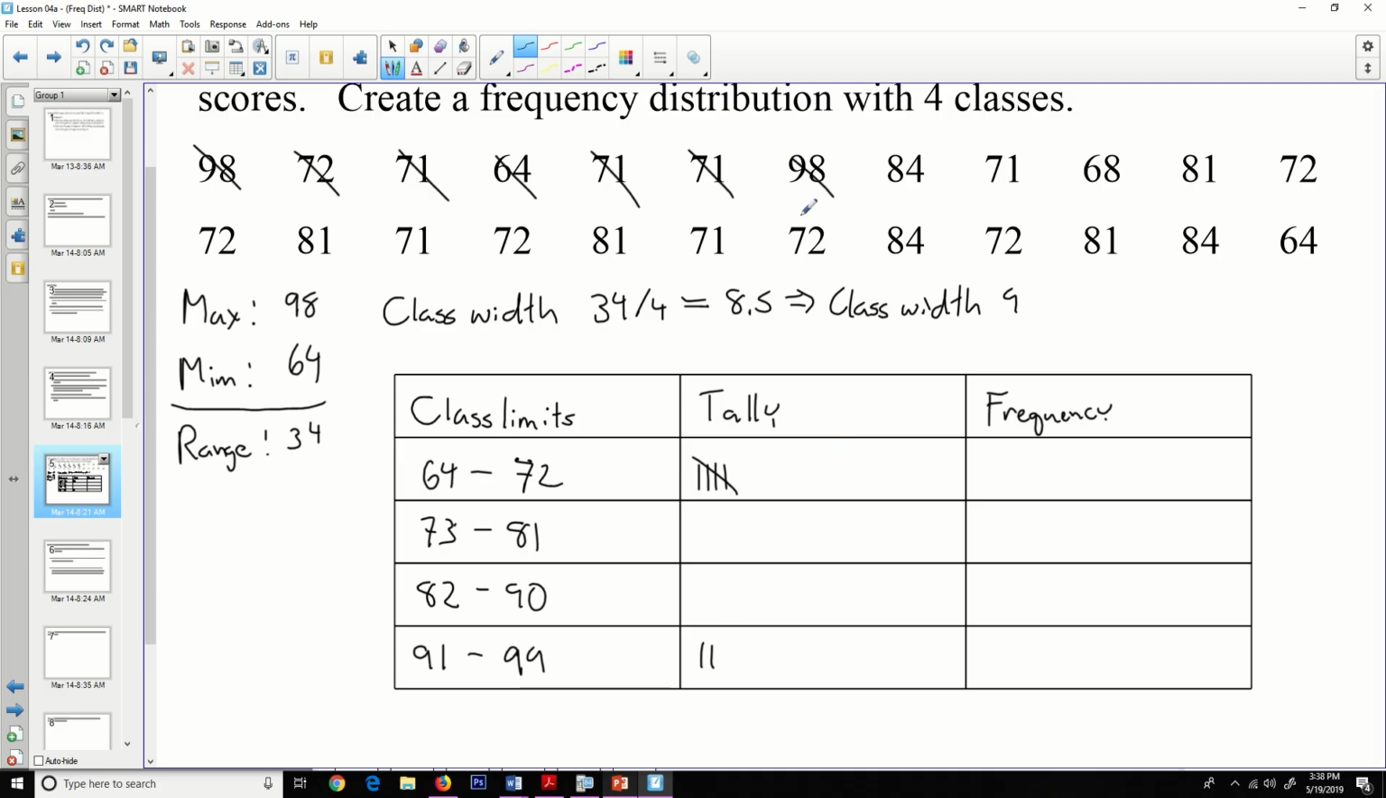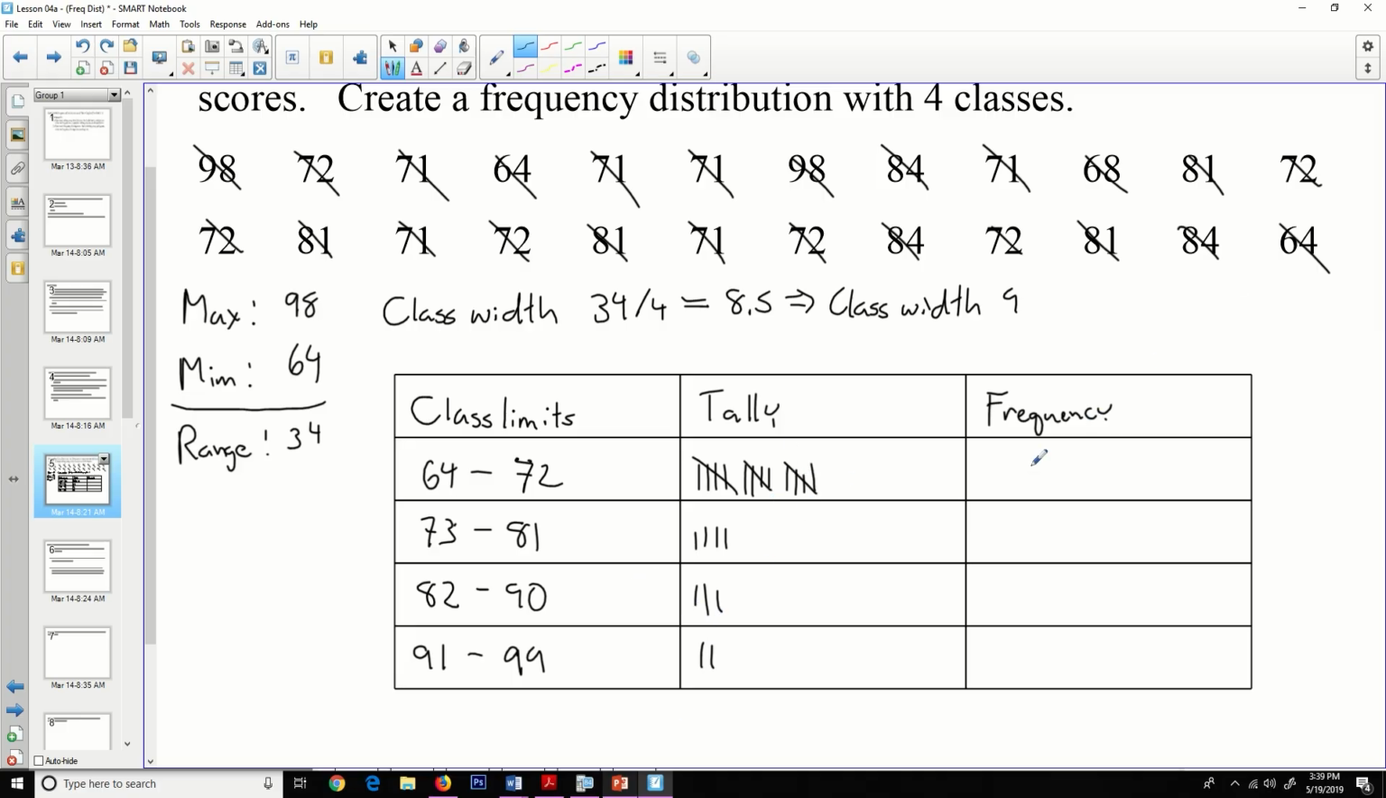98 again in that fourth class. 84 will be the first one in the third class. 71 goes in the first class again. 68 goes there. 81 goes there. 72 goes there. 72 again goes there. 81 goes there. 71 there, 72 there, 81 there, 71 there, 72 there, 84 there, 72 goes there, 81 there, 84 there, and then 64 goes there.